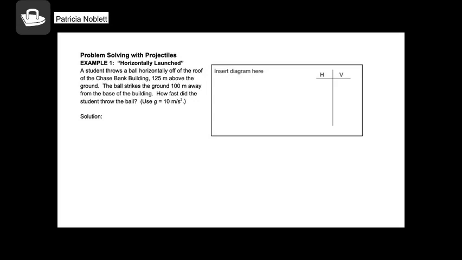All right, so now we're going to start getting into some of the numerical applications of solving problems with projectiles. And we're going to deal with 3 types of projectile problems. The first one is the simplest, and it's just a horizontally launched projectile.